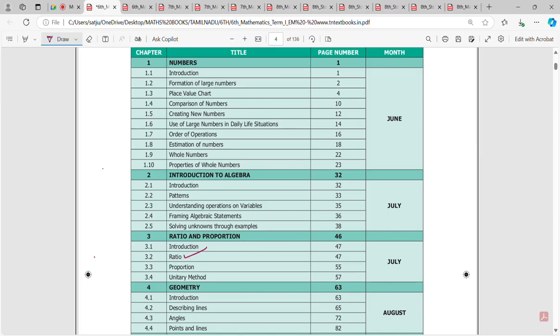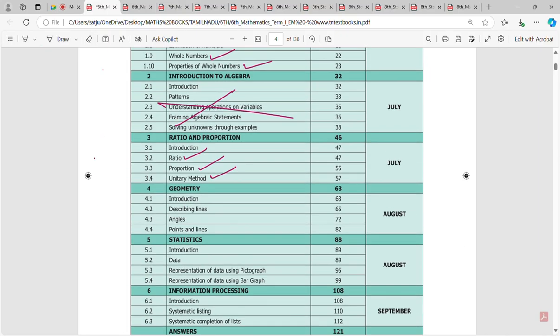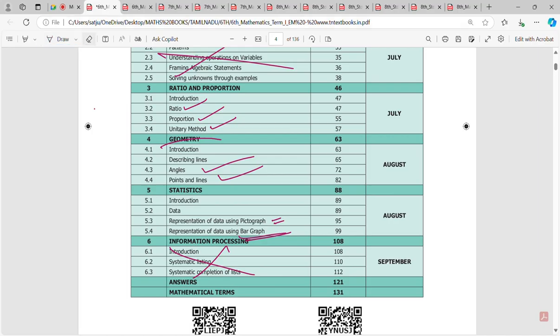Giving you ratio, proportion, unitary method, whole numbers, properties of whole numbers. Pattern is not required here. Geometry, have a good idea about the geometry. Basic idea about what you mean by angle, point, lines, these things you need to go through here. This chapter is not required. Bar graph, pictorial graph, just go through that, that's it.